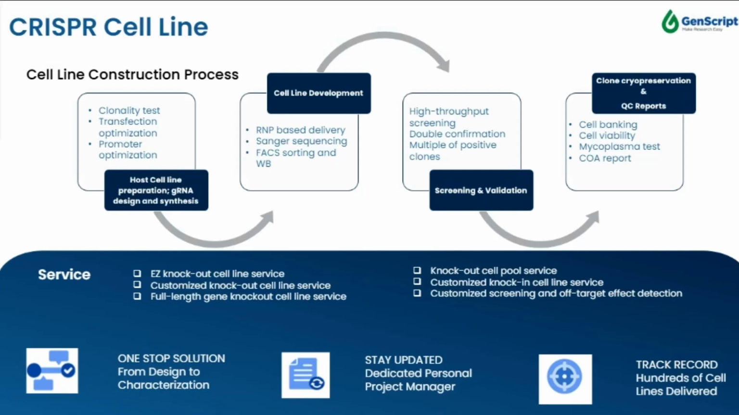GenScript offers diverse CRISPR gene editing cell lines, and we utilize chemically synthesized long single-stranded gRNA, which gives high editing efficiency and minimum toxicity through the RNP delivery system. We also support multiple delivery methods, including lentivirus and plasmid. And GenScript also provides customized knockout cell line service for multiple genes and customized knockout cell pool service.